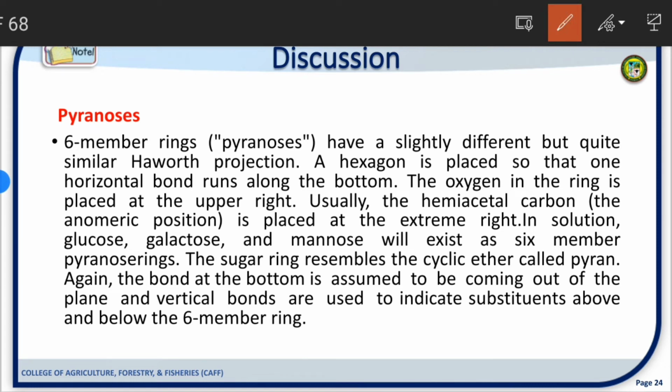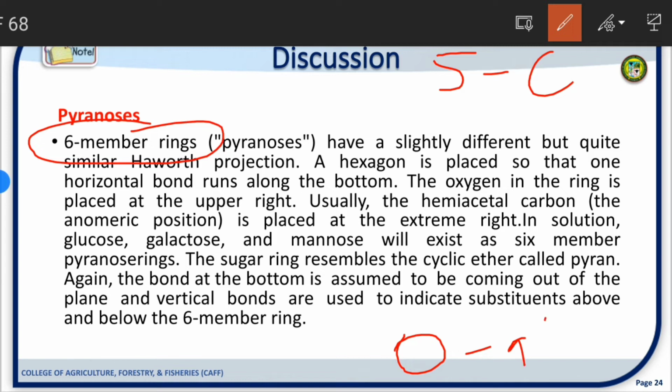On the other hand, we have a pyranose, and it is known to have 6 members, right? In my example earlier, we have 5 carbons in a pyranose, and the 6th member is an oxygen atom. So 5 carbons plus 1 atom of oxygen makes it 6-membered, or a pyranose. Pyranoses have a slightly different but quite similar Haworth projection.